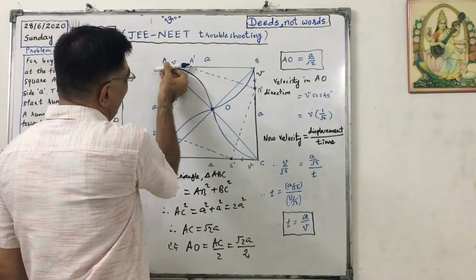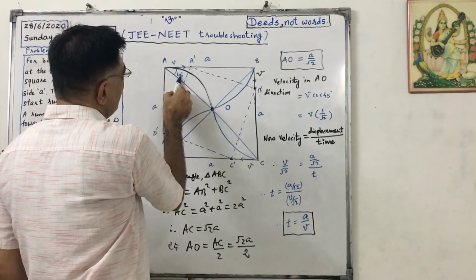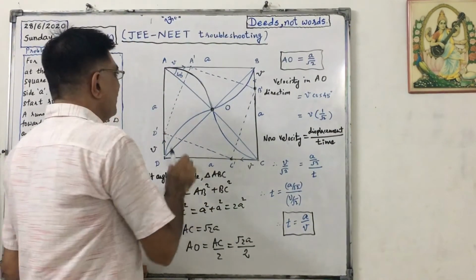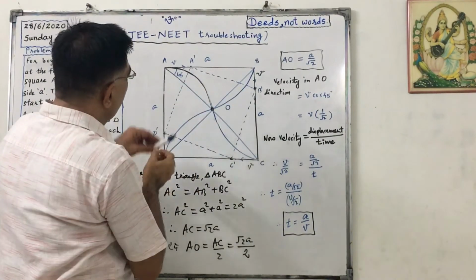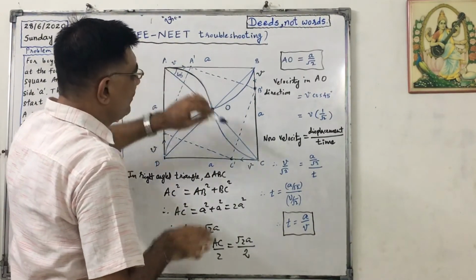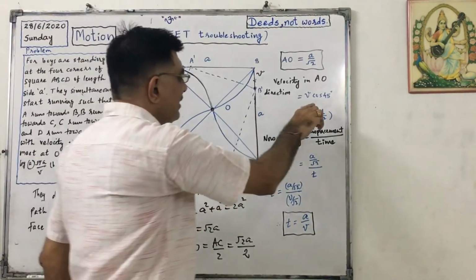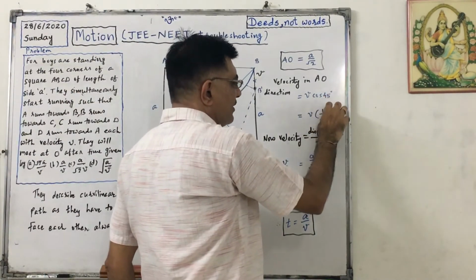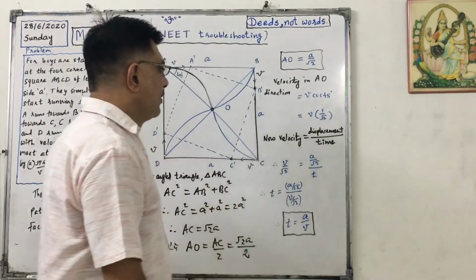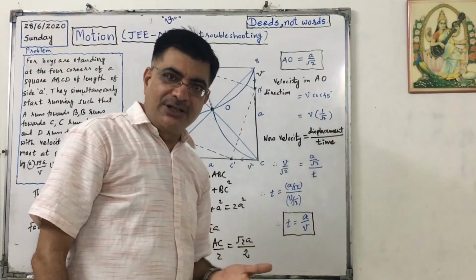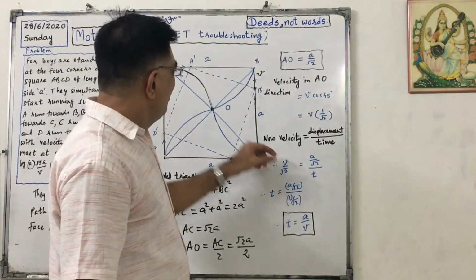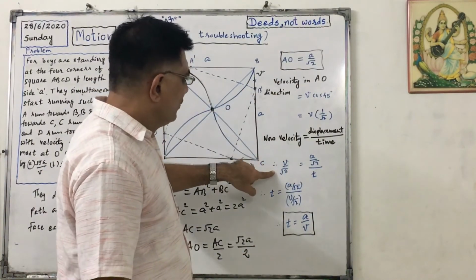Now see, this is the velocity v, and this angle is 45 degrees because this is a square. So this total angle is 90 degrees, so this will be 45 degrees. So v cos 45 is the velocity in direction AO, and we know that cos 45 is 1 by root 2. Now we know that velocity equals displacement upon time. Here we are considering only the magnitudes. So our velocity in this direction is v by root 2.